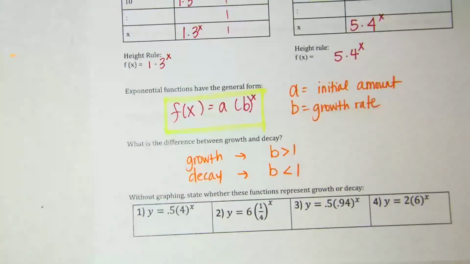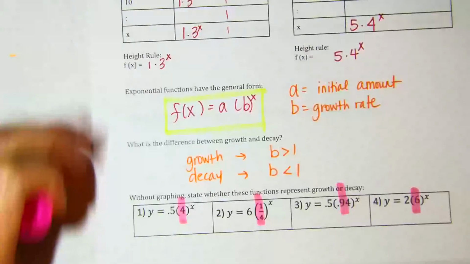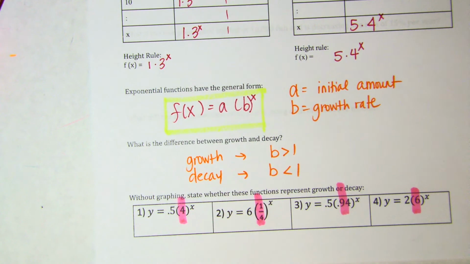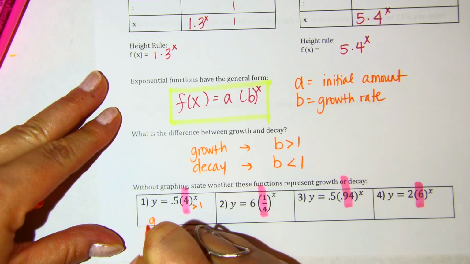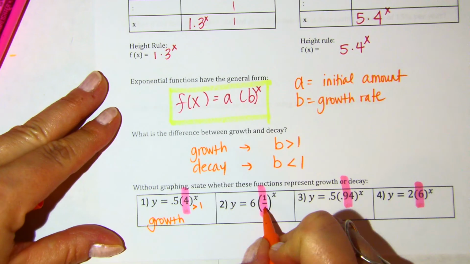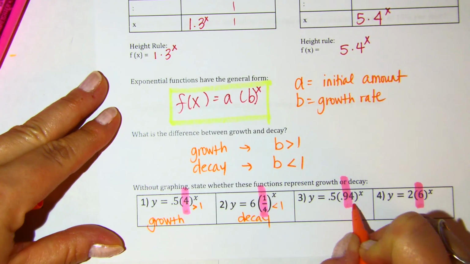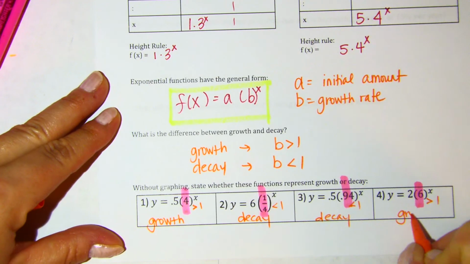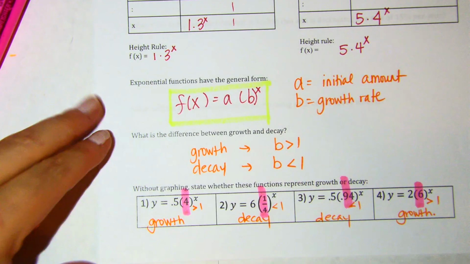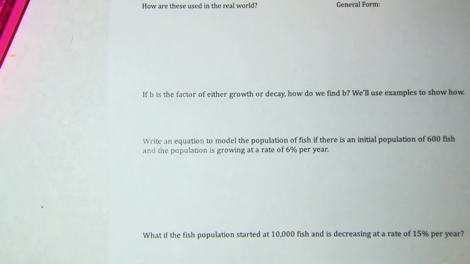All right, welcome back. We basically want to look at B. That's B. Okay, so we want to check to see if it's greater than 1 or less than 1. So this is greater than 1, so it's growth. This is less than 1, so it's decay. This is less than 1, so it's decay. This is greater than 1, so it's growth. I think I'm actually just going to keep going on this video. It hasn't been too long. All right, not too bad. Hopefully that makes sense to you. All right, flip to the next page.